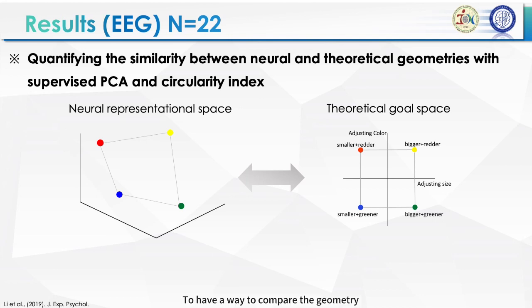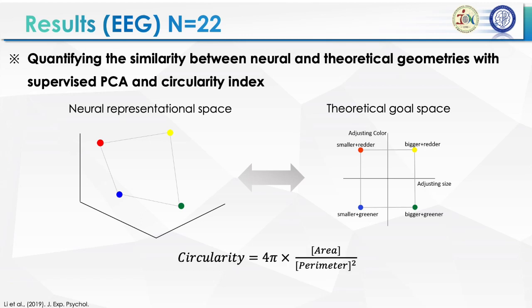To have a way to compare the geometry in this high-dimensional neural state space with the hypothesized task space, we first used a supervised PCA to find the first two principal axes and projected the data onto the subspace. And then we used a measure called circularity index to quantify the similarity between the neural and the theoretical geometries. And circularity index has a very simple equation.